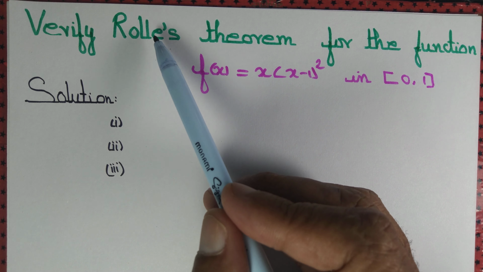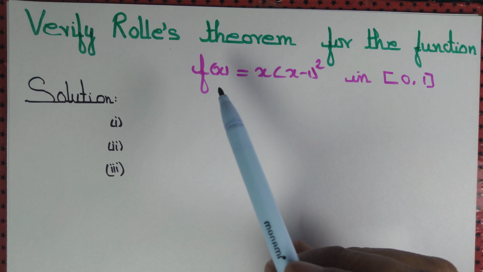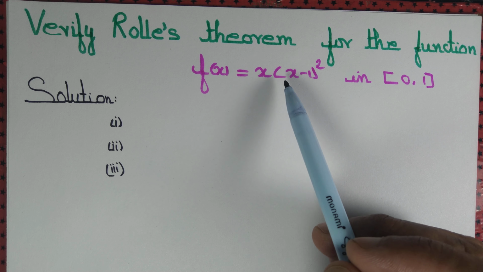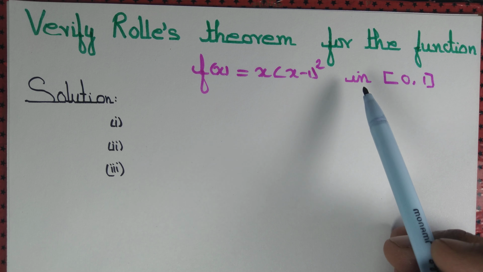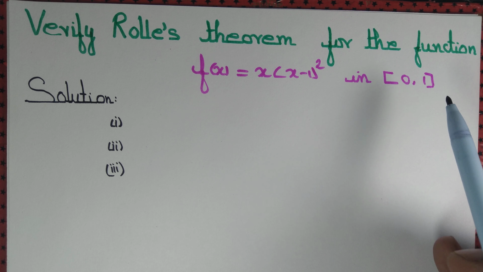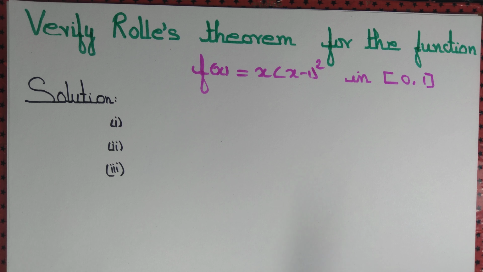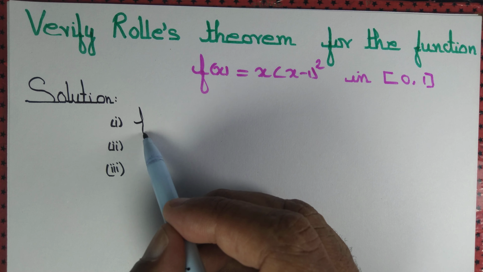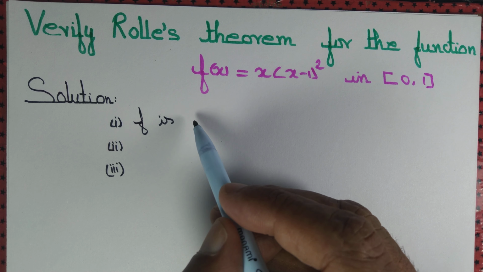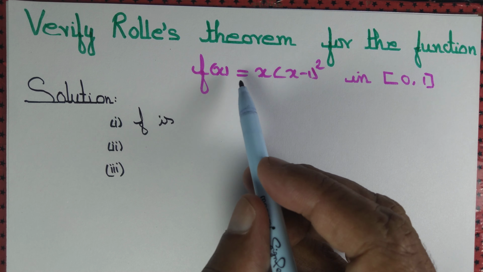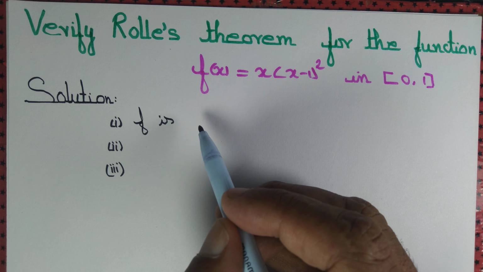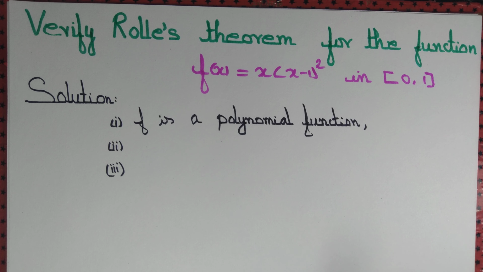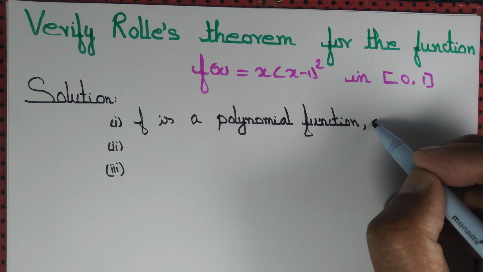Let us verify Rolle's theorem for the function f(x) equal to x times (x minus 1) whole square in the interval [0, 1]. Now if we want to verify Rolle's theorem, then we need to check three things. First one is f is continuous. But you see that f is a polynomial function, and we know that all the polynomial functions are continuous.